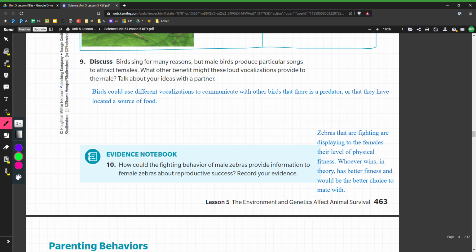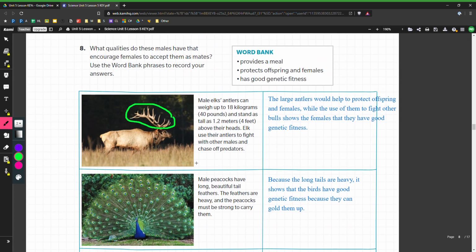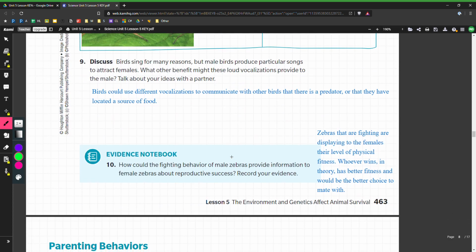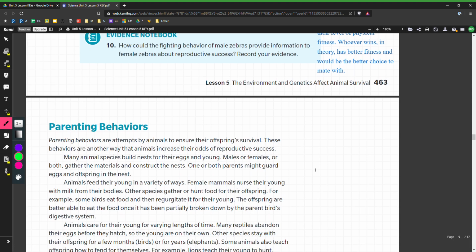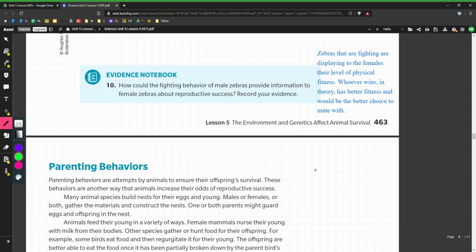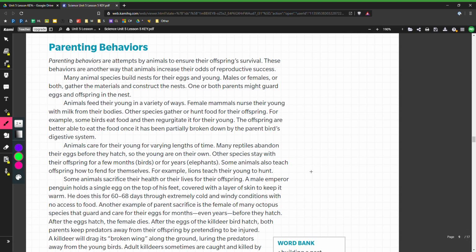How could the fighting behavior of male zebras provide information to female zebras about reproductive success? That kind of goes back to what I just said about the elk. So these fighting zebras, what does that tell the females? It can demonstrate to the females who is more physically fit, which in theory, if you're an animal living in the wilderness, then physical fitness is extremely important because you want your offspring to survive. And if you are mating with another animal with good physical fitness, then your offspring would also have good physical fitness.